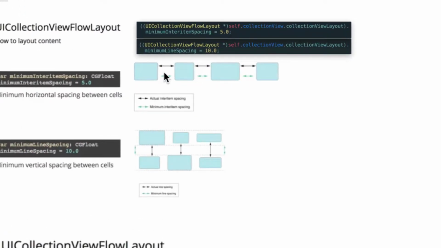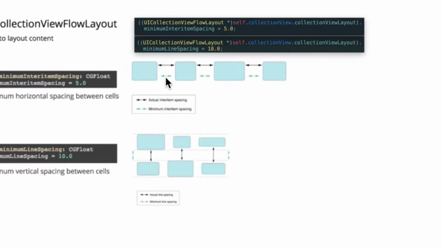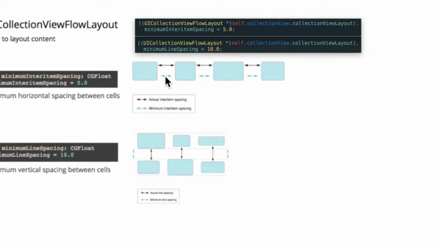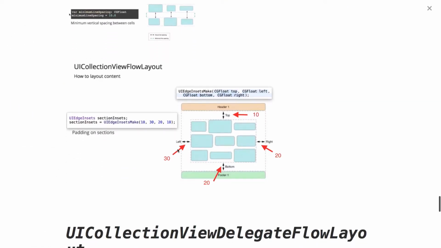So that basically determines, you can see the little blue arrow here. The black arrow is the actual line spacing, and the minimum line spacing is the blue arrow. So it won't get smaller than the blue arrow, that's all it's saying. And similarly, this is the inter-item spacing, and this is the minimum line spacing, the value between the lines. So it's pretty straightforward.